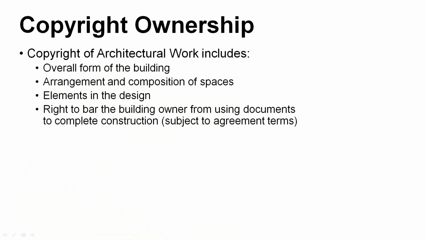So let's look at some specifics. When we're talking about copyright, what does it include if we're talking about an architectural work? So that question kind of leads into this. An architect has a copyright to the overall form of the building. So if you're looking at the building from the street, the form of that building is probably subject to copyright. Things like the arrangement of spaces, the layout, the plan, the particular configuration that is unique to that project is subject to a copyright. And those unique design elements are subject to copyright.